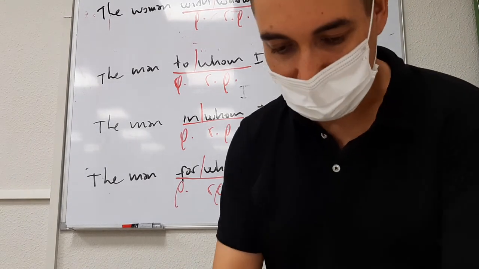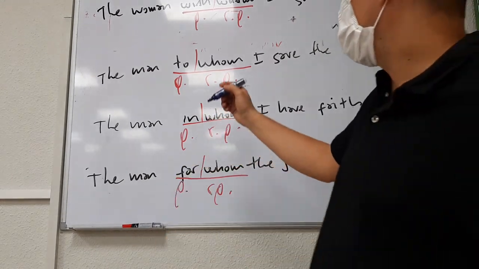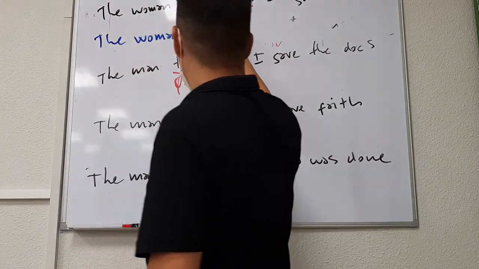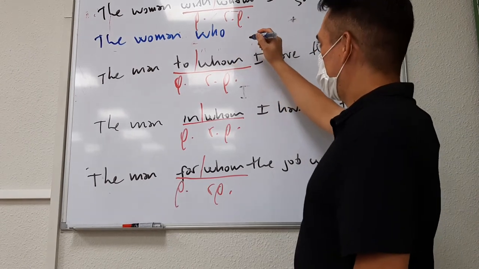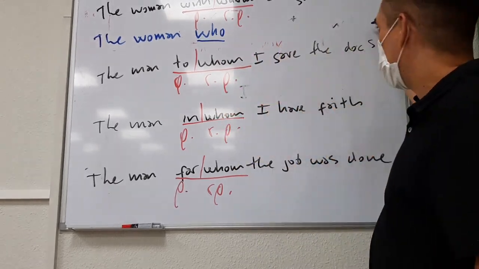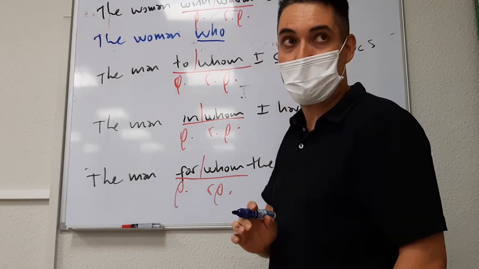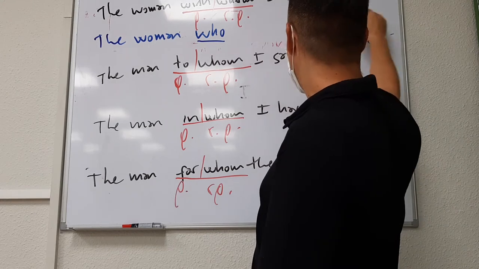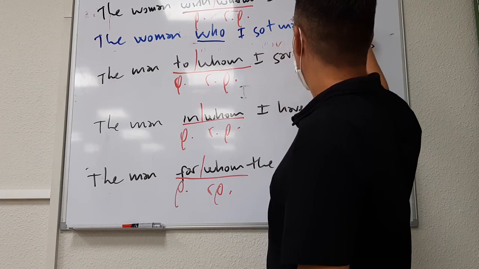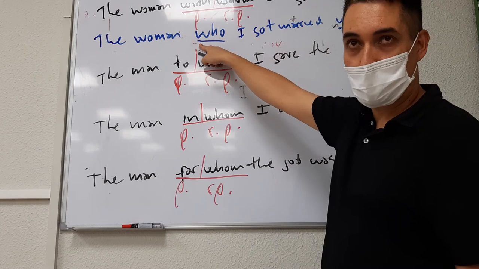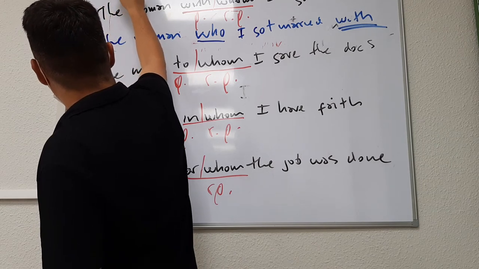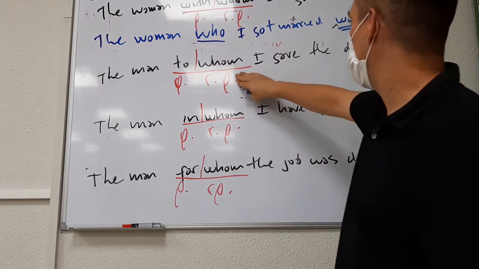How can we make it less formal? The first one. The woman. Yes, Elena, give it to us. The woman whom I got married. Who or whom? Okay, I think only who is okay because we have the preposition at the end. Without the preposition, perhaps we would need the whom thing. But now, because there is no preposition, we can just say, the woman who I got married with. Because you have the preposition here, you don't need whom, yeah? Who with. This is color blue, yeah? Less formal. Who with.